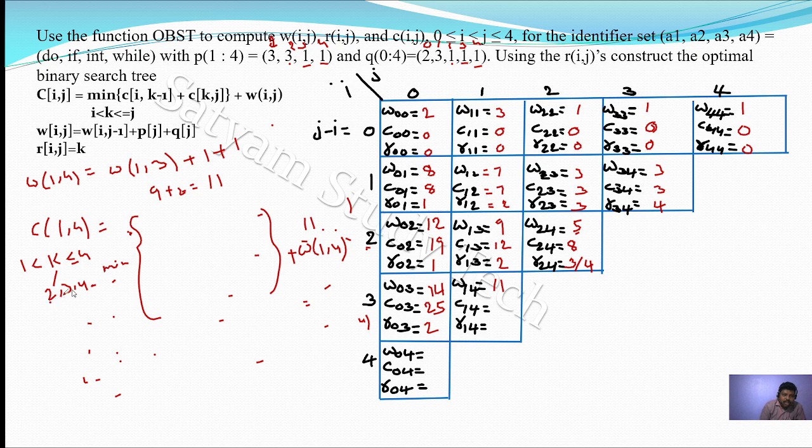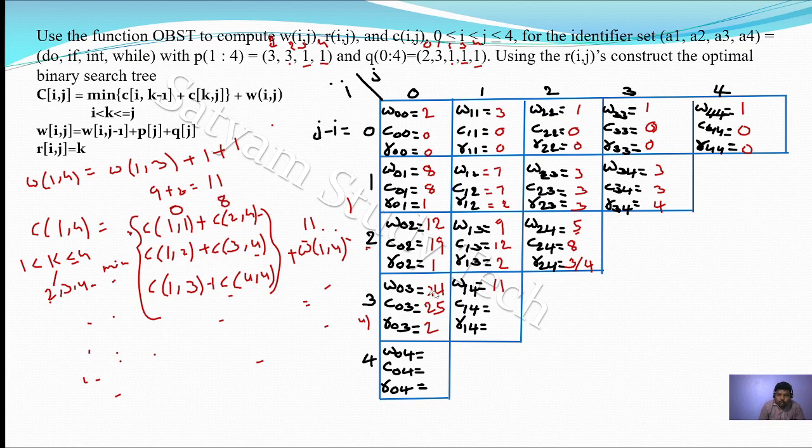Now I consider the k value 2 first: C of i, k minus 1, that is C of 1,1, plus C of k, j, that is C of 2,4. Then k value is 3: C of 1,2 plus C of 3,4. Then k value is 4: C of 1,3 plus C of 4,4. So C of 1,1 is 0, C of 2,4 value is 8.